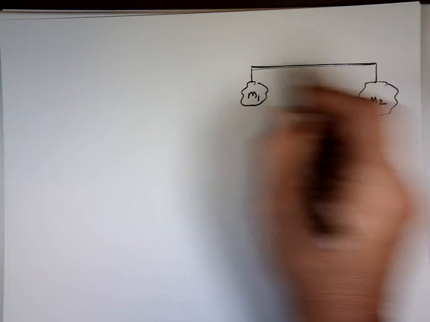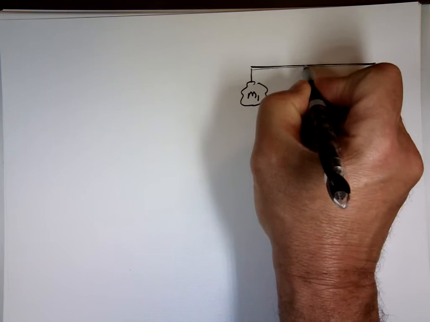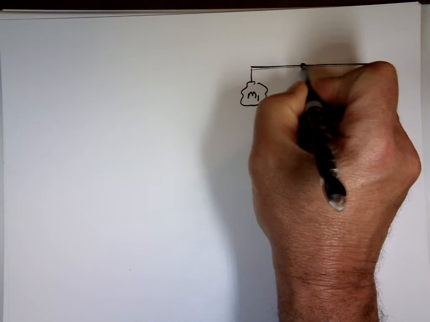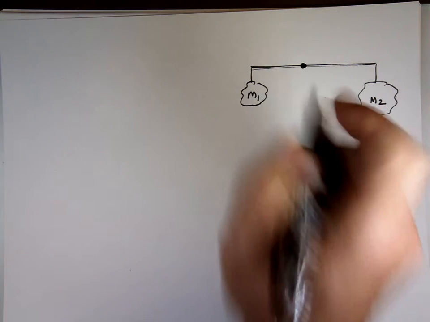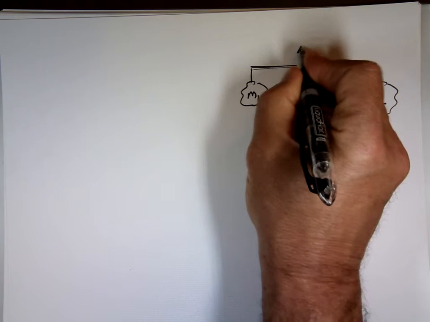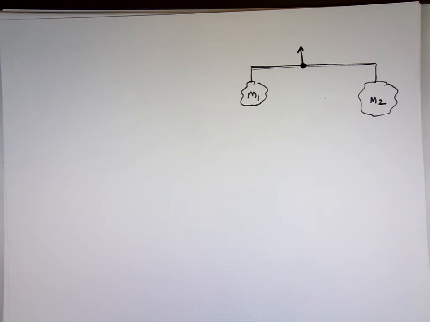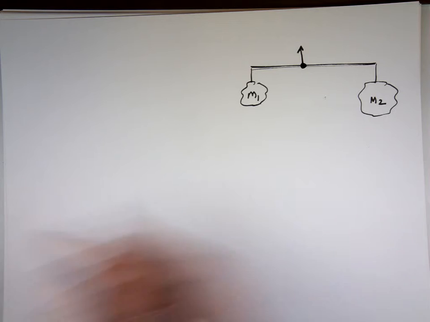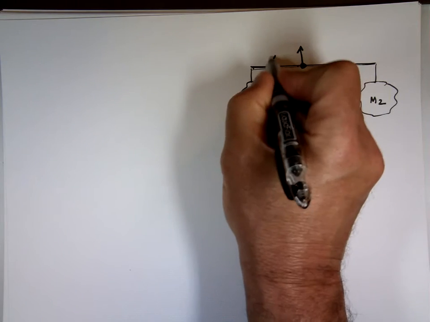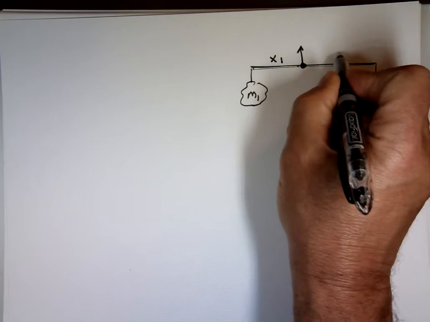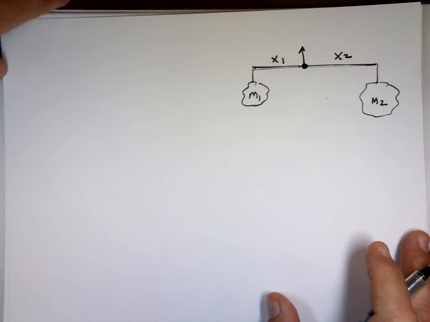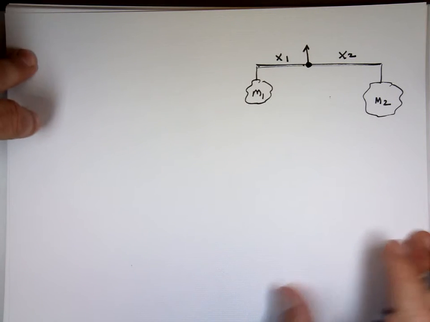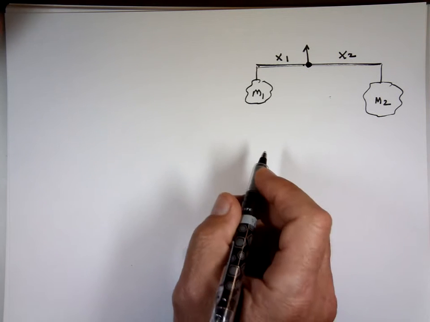You can actually move your finger till it's balanced here. So now it's balanced. If you hold it with your finger, that means your finger is pushing upward there. And the system is balanced. Let's call the distance from here to there x1. Let's call the distance from here to there x sub 2. How do we find the center of mass? Where is it going to be?